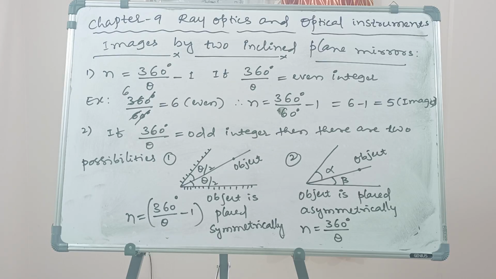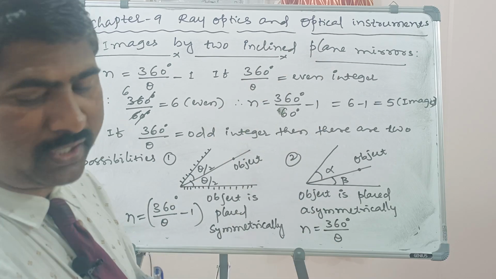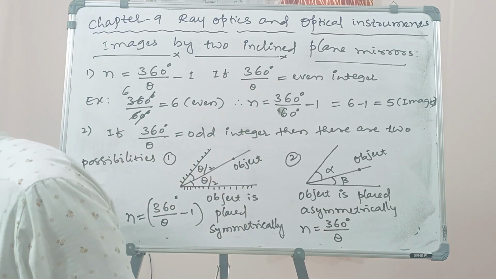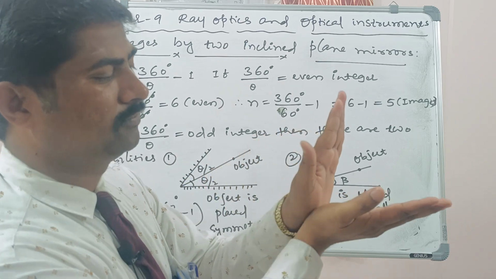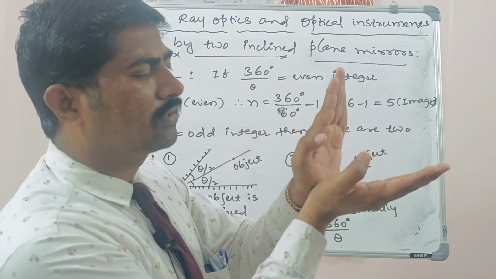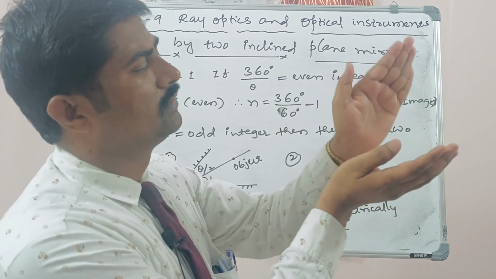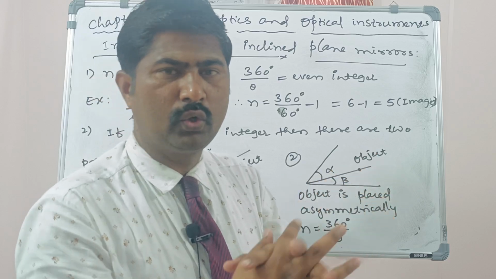Okay, now let us discuss images formed by two inclined plane mirrors. You take two plane mirrors inclined with each other like this. This is one plane mirror, this is another plane mirror. Between the two mirrors there is an angle that is called theta. So there will be an angle between the two mirrors.